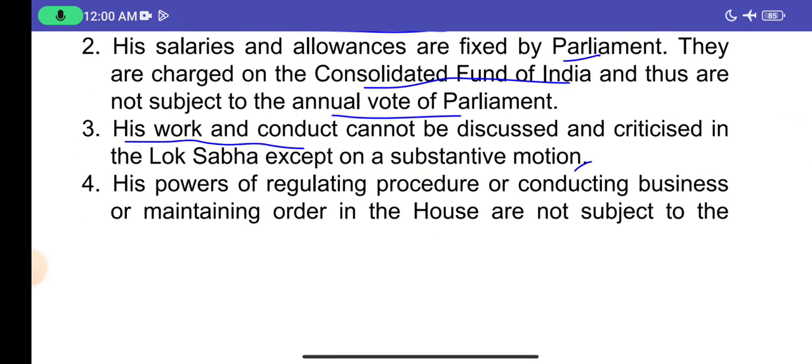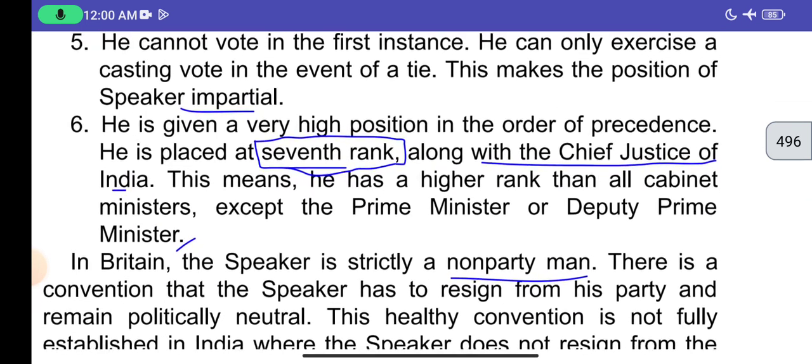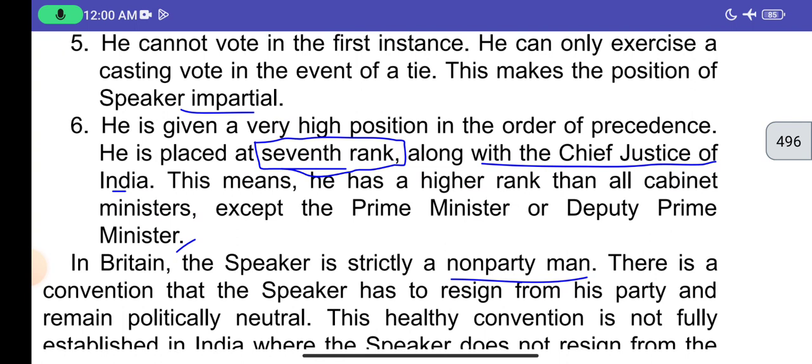They are charged on the Consolidated Fund of India and thus are not subject to the annual vote of Parliament. His work and conduct cannot be discussed and criticized in the Lok Sabha except on a substantive motion. His powers of regulating procedure or conducting business or maintaining order in the House are not subject to the jurisdiction of any court. He can vote in the first instance. He can only exercise a casting vote in the event of a tie. He cannot vote in the first instance. This makes the position of Speaker impartial.